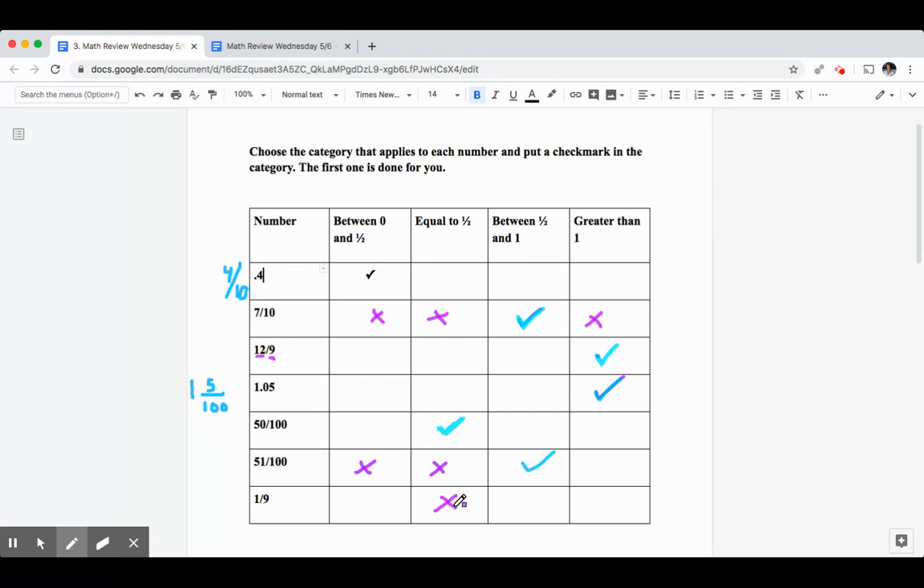It's less than 4.5 because our numerator is only 1, so we can automatically cancel between 1/2 and 1 and greater than 1. 1/9 is less than 1/2 because half of 9 is 4.5 and 1 is less than 4.5. So therefore, this fraction is between 0 and 1/2.